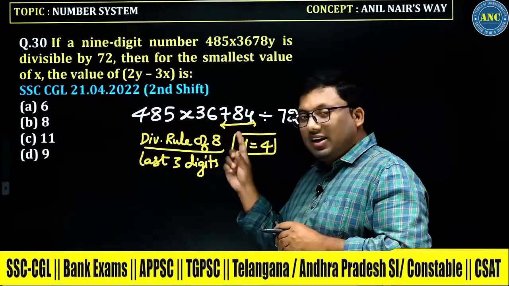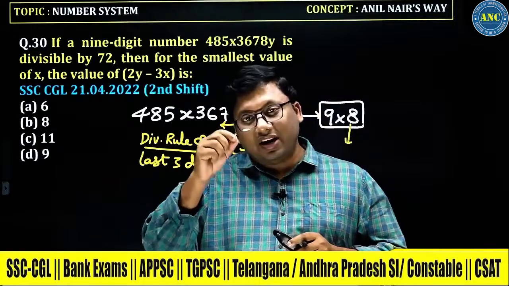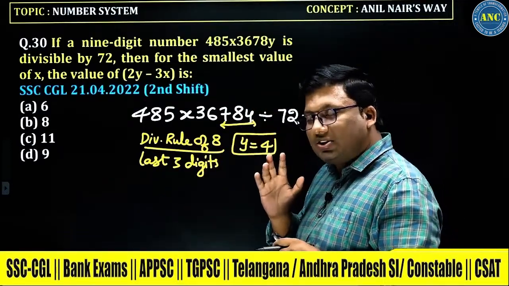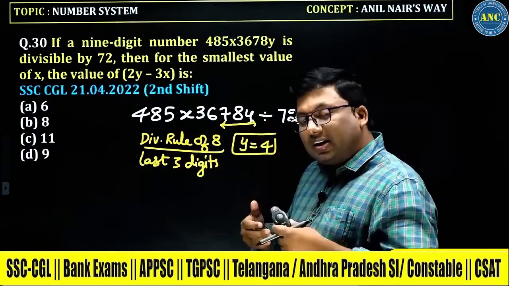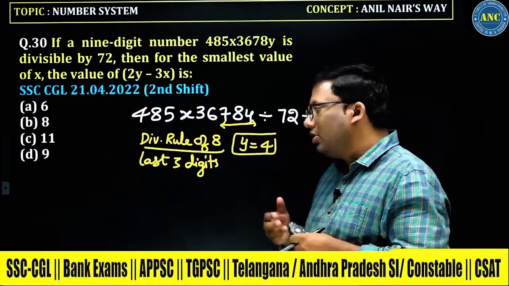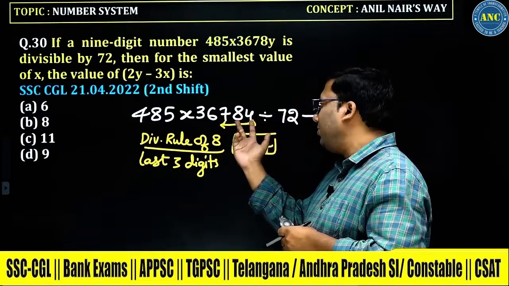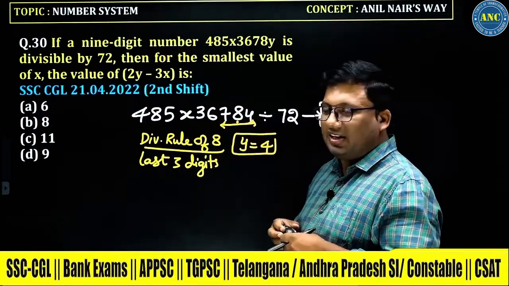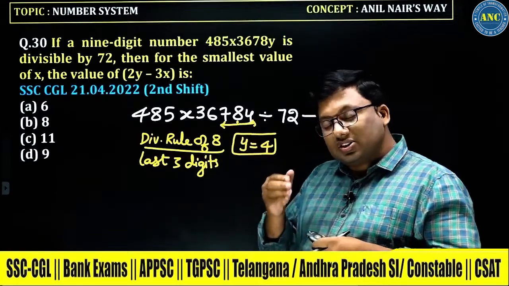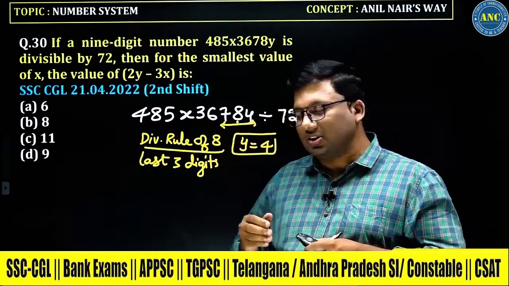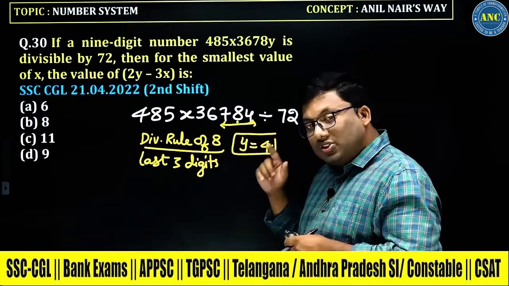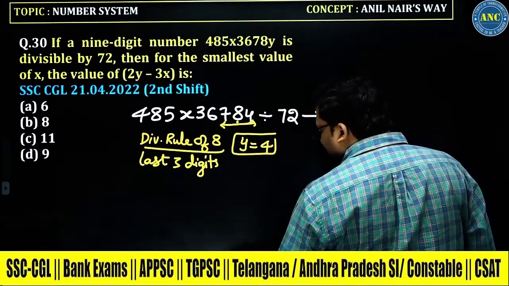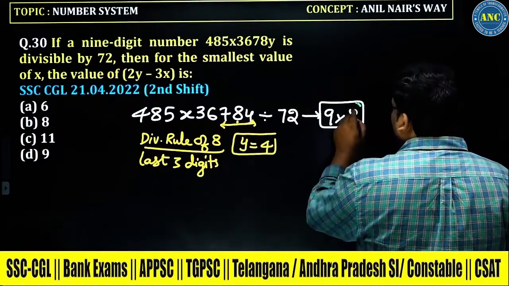See here, 78y. For a number to be divisible by 8, the last 3 digits should be divisible by 8. First it should be divisible by 4. That means y can be 0, 2, 4, 6 or 8, five choices. Out of those, which one makes it divisible by 8? y is 4. The divisibility rule of 8 is done.